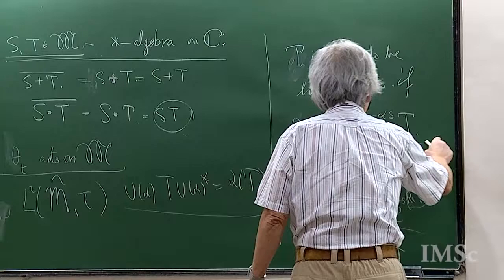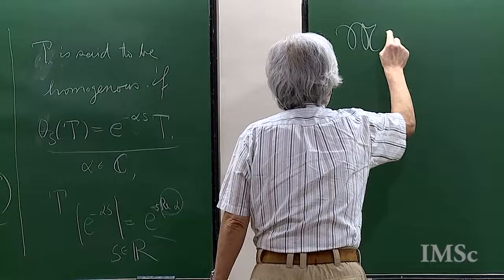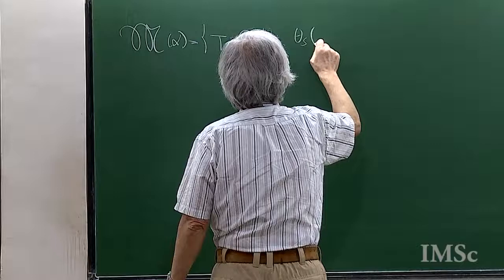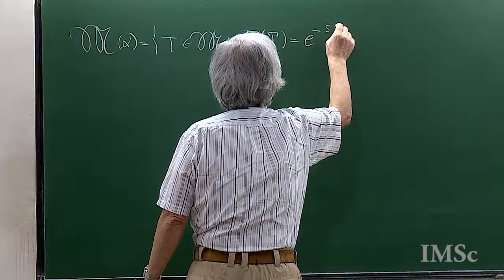And they call M of alpha those t in M such that theta s of t is e to the minus s alpha times t. Okay.